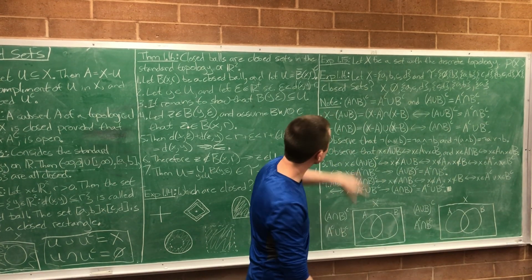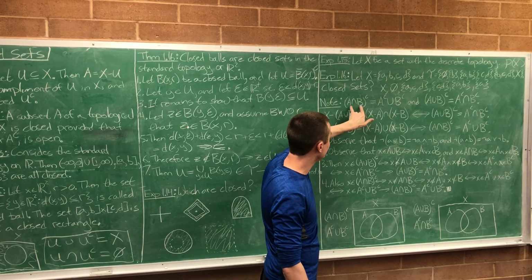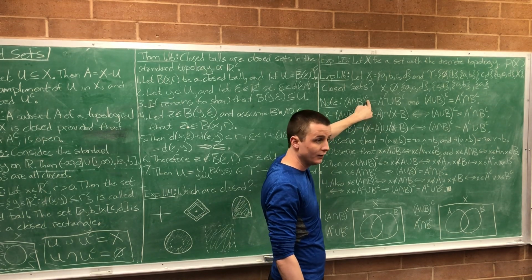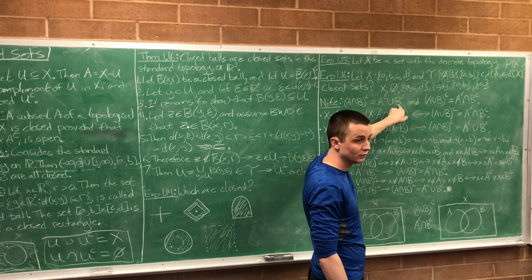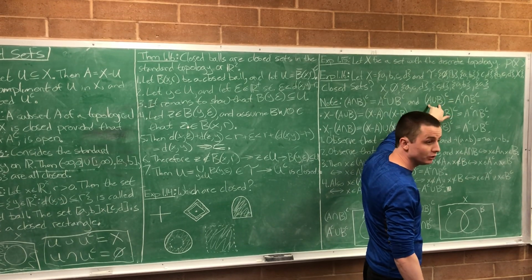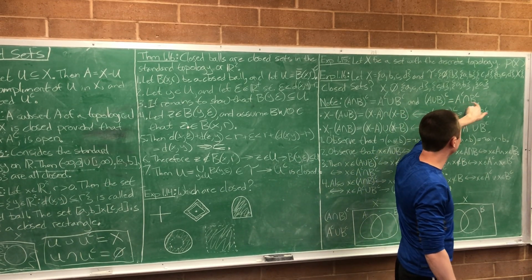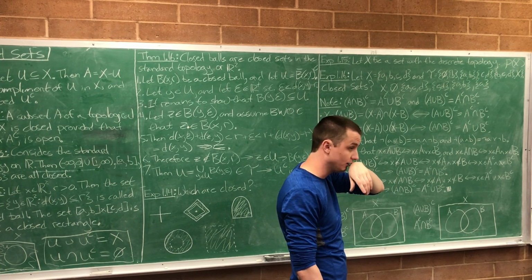So, what does it say? It says that if you have A intersect B and you take its complement, that's the same thing as A complement union B complement. And if you take the complement of the union of two sets, then that's A complement intersect B complement. So this is De Morgan's with sets.